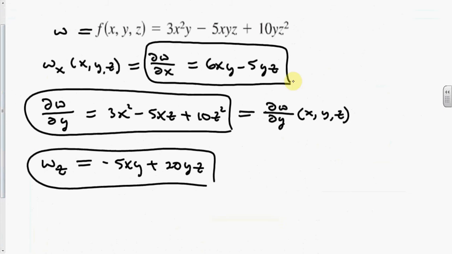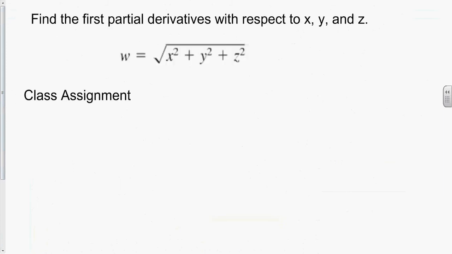Is everybody happy with that? Okay. Good deal. Okay, you do that one. Is x squared plus y squared and z squared, are they symmetric? You better believe it. So once you find that first one, the second and third one should be easy to get.